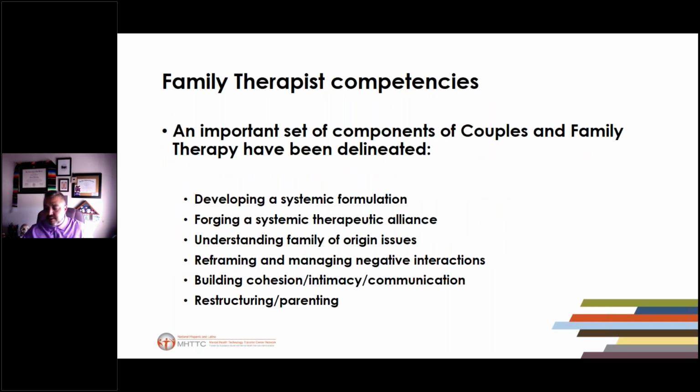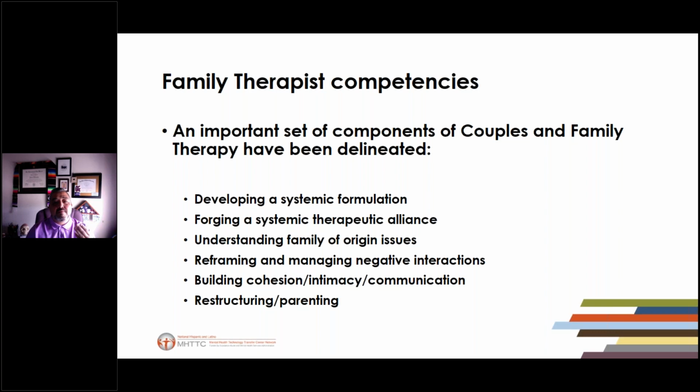So some of the competencies that we know are important for the therapist, not only for couples, but also, more specifically, family therapy, is being able to develop a systemic formulation. So are we looking at eco-mapping? What are we doing to really assess what the community impacts and family impacts are for the client in the center of that eco-map? Or, in counseling, if you do it differently, what does that look like in each of your different professions? But being able to systemically look at what's causing some of the behavioral and attitudinal issues that we spoke about earlier. Second bullet, forging a systemic therapeutic alliance.